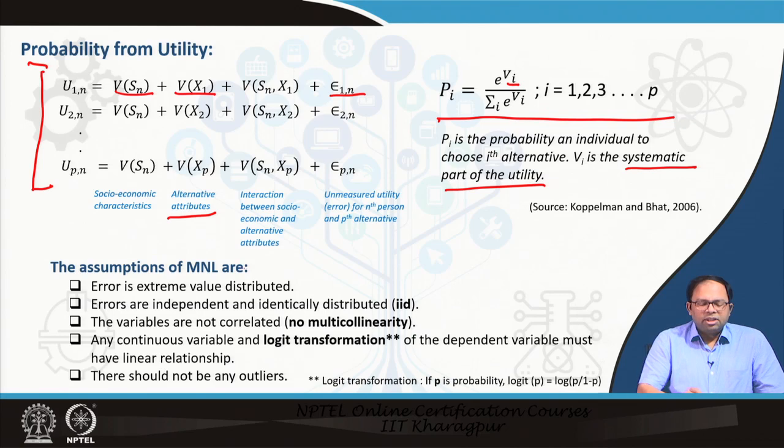So, the assumptions of this multinomial logit model are: the error is extreme value distributed, which is the Gumbel distribution. Errors are independent and identically distributed. This is the IID property which we have discussed earlier. The variables are not correlated, so there is no multicollinearity, and any continuous variable and the logit transformation of the dependent variable must have a linear relationship. So, these are all linearly related, and there should not be any outliers. That means we are not going to have any outliers in the data.